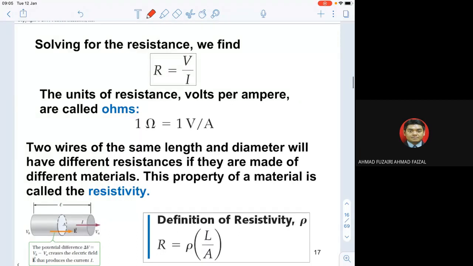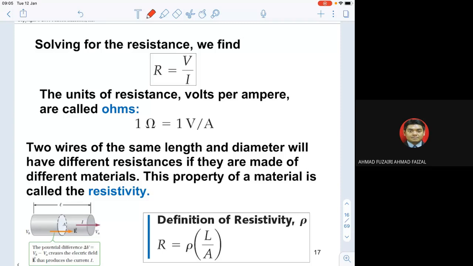So solving for the resistance, we find that R equals V over I, as I mentioned earlier. So what is 1 ohm? 1 ohm is considered as 1 volt per ampere. And if two wires have the same length and diameter, they can have a different resistance. So resistance will depend on a lot of factors.